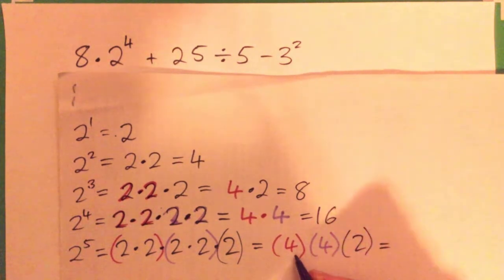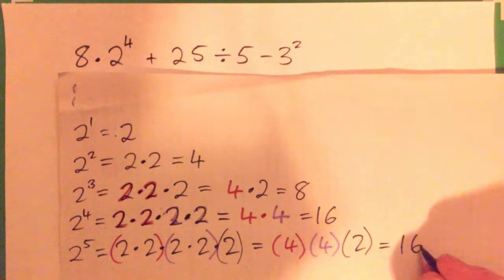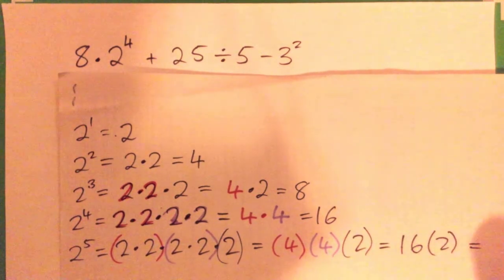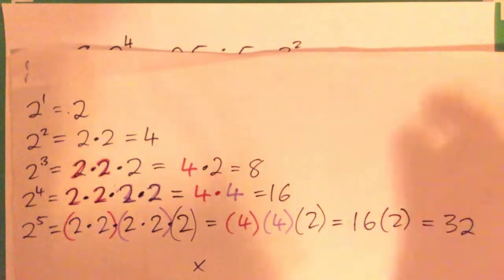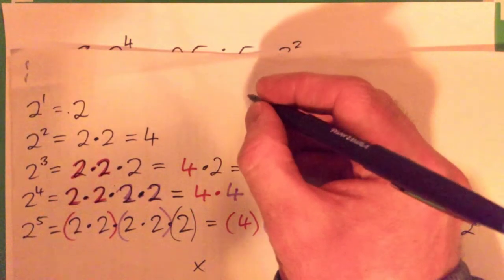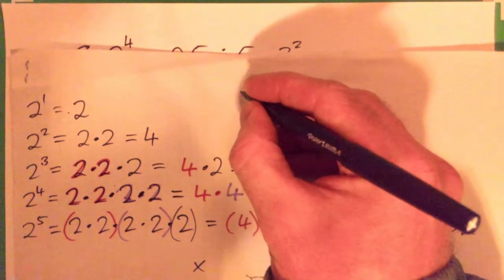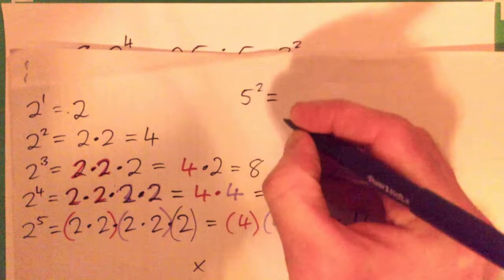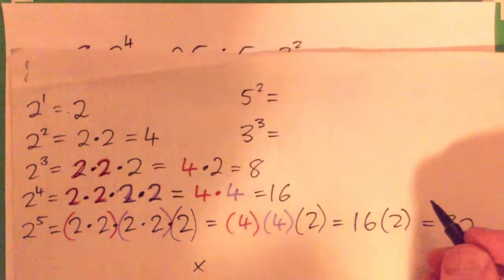Anyway, so we get 4 times 4 is 16. This 4 times 4 makes 16. But we still have a 2 to multiply by. And 16 times 2 is 32. Yeah, good job. Okay, so does that explain exponents for you now? Okay, so just for fun, let me give you a couple of ones to do. Do 5 squared, and then do 3 cubed. And see what you come up with. Take your time.